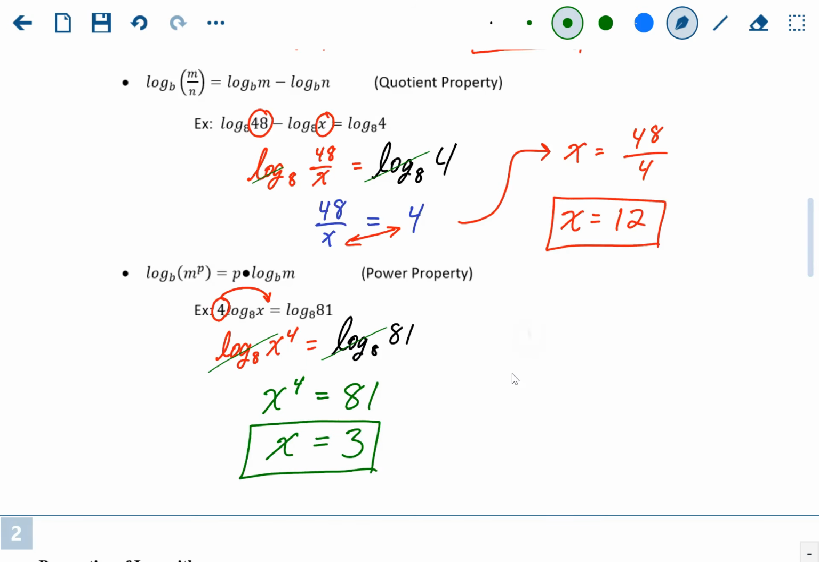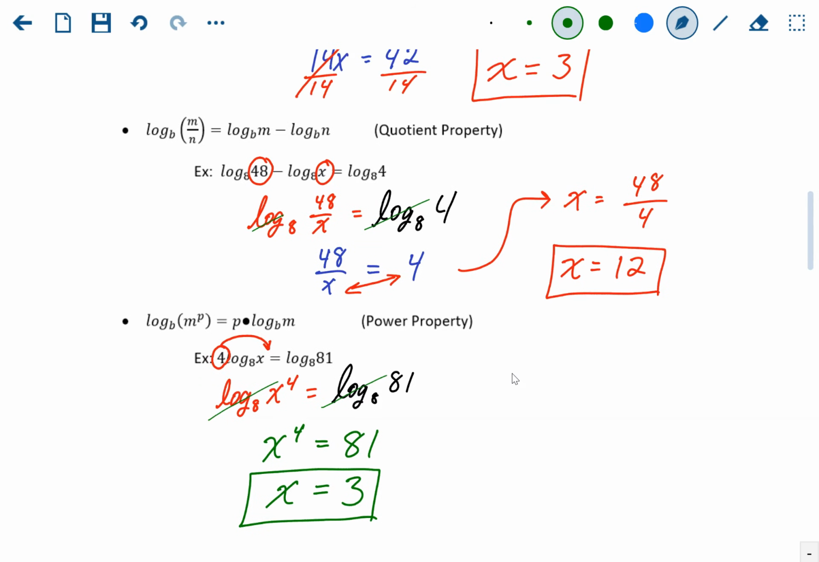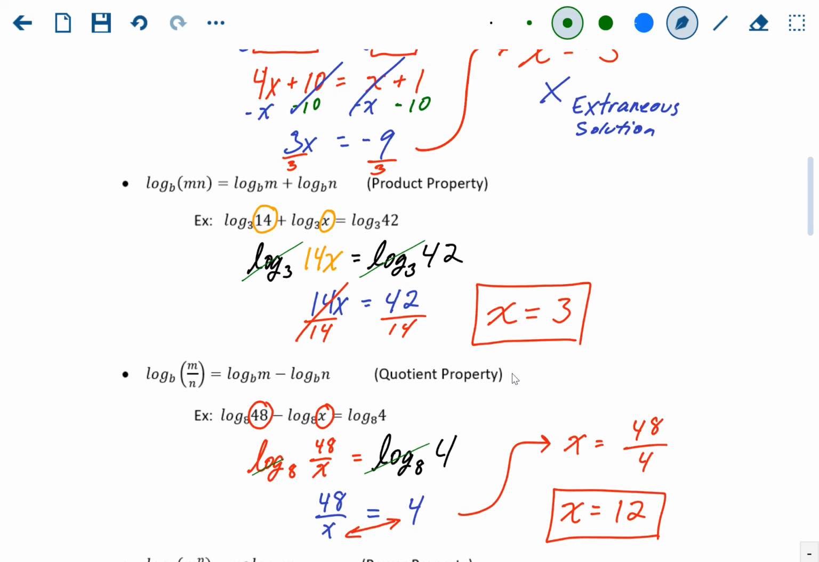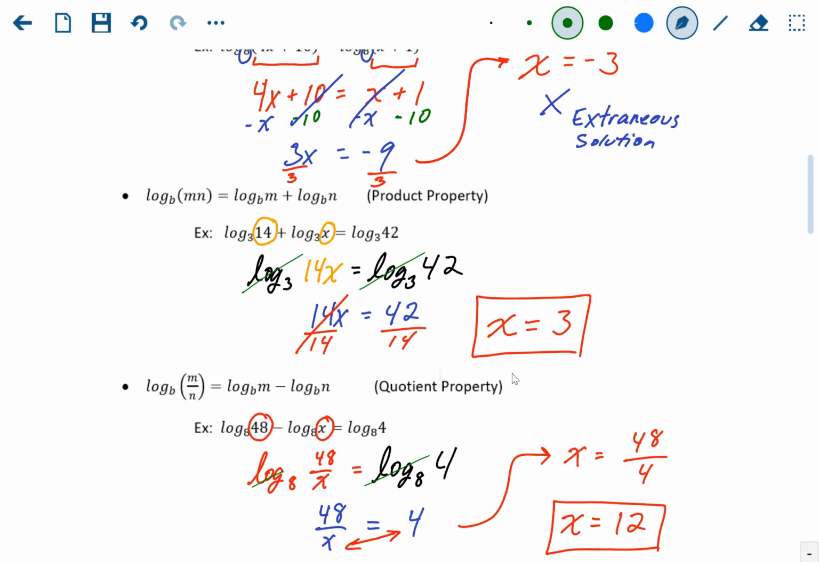All right. And those are the 4 properties. We're going to be dealing with these all week. Power property. If you got an exponent, you can move it to the front. If you have something in front, you can move it to the exponent. Quotient property. If you're subtracting 2 logs, you could write it as 1 through division. Product property. If you're adding 2 logs, you could write it as 1 log using multiplication.